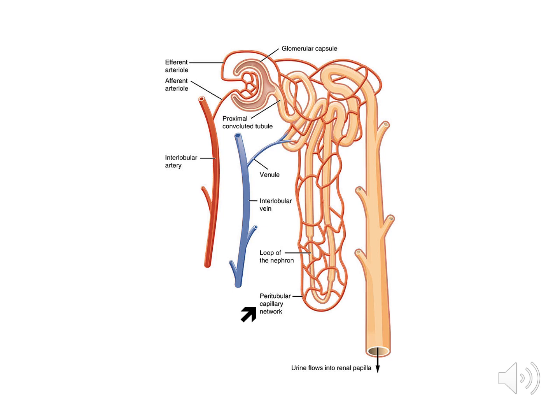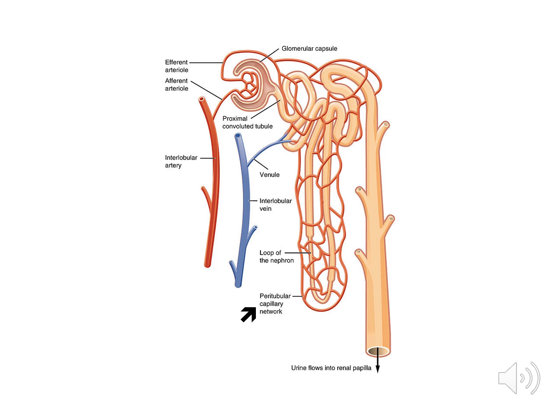Okay, from the peritubular capillary network, then the blood enters the renal vein, and from there it goes back to the inferior vena cava, and then back to the general circulation. So that's the path that the blood travels from when it leaves the aorta to when it comes back to the inferior vena cava and back to the heart.